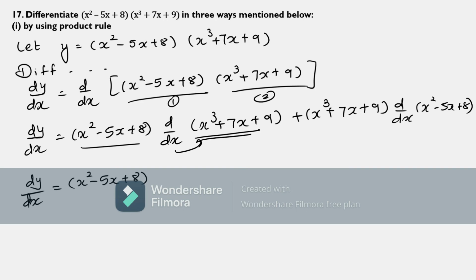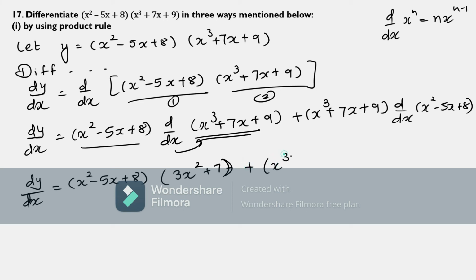So for x cube we know it is 3x square, and for 7x it is 7, but 9 is a constant, so it will give us 0. So it is 3x square plus 7 plus 0, and the 0 need not be mentioned. Okay, for x cube, as we know, d by dx of x to the power n is equal to n into x to the power n minus 1. But this rule will only be applied for x to the power n. So 3x square, and for 7x it is 7, since 7 into dx by dx is 1.